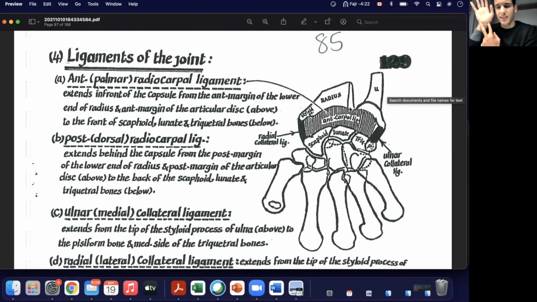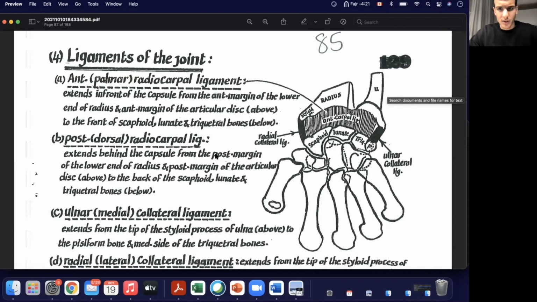And it extends, I think, also from the ulna itself. Yes, you see, the anterior margin of the articular disc. So it extends from the radius and from the anterior margin of the articular disc, not the ulna itself, because remember, there's an articular disc, and it extends to the bones right here that we mentioned.